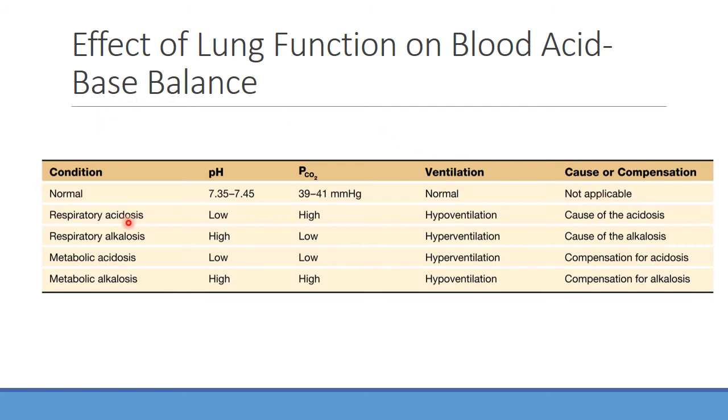Now, if you were to have a respiratory acidosis, your pH would be low. You would have a high PCO2 issue right here because you're holding on to more CO2. The problem is generally going to be this hypoventilation that's happening here, and this is the cause of the acidosis, right?